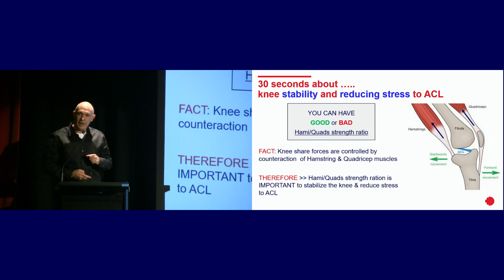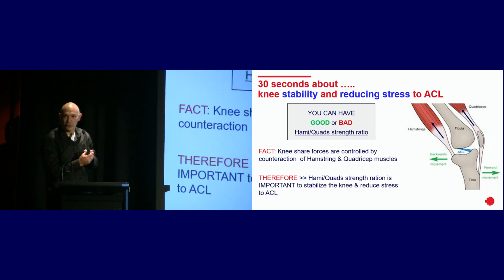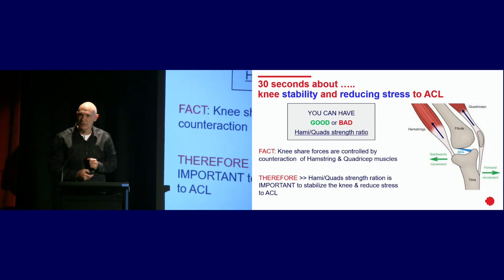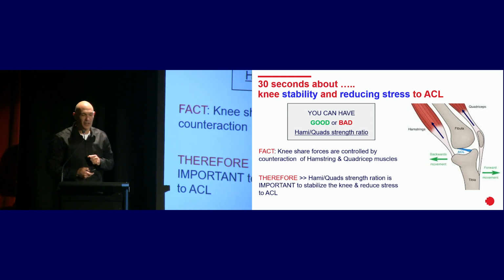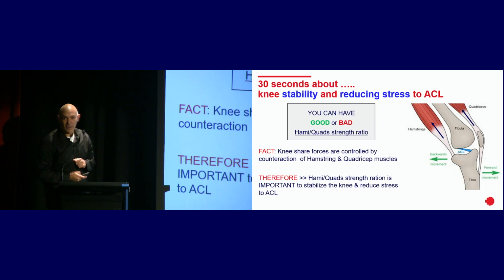When you bend your knee, it also moves forward and backwards, and you've got two muscles, the hamstrings and the quads, that hold the knee together, making sure it doesn't slide too much and reducing the stress to the ACL. So you need a good hamstring-quads ratio, and there is a good one and there is a bad one.